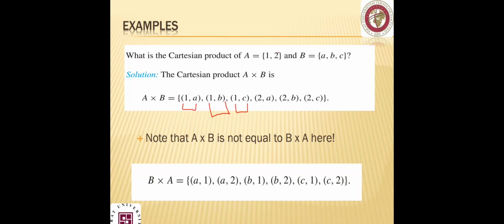Then take the second, 2a, 2b, okay, then 2c. 2a, 2b, 2c, okay. Right, if you take the other way around, B times A is not equal, of course. This is not equal. You will take the pairs from B to A: a1, a2. How do we take the other way around? a1, then a2, b1, b2, then c1, c2, like this.